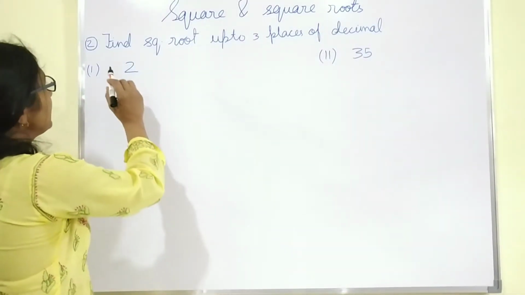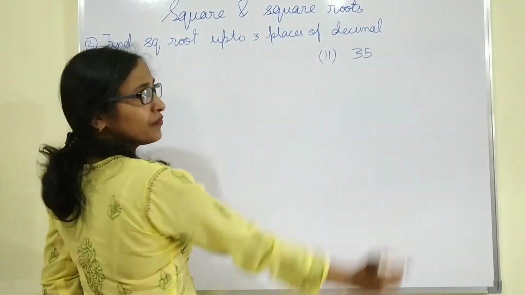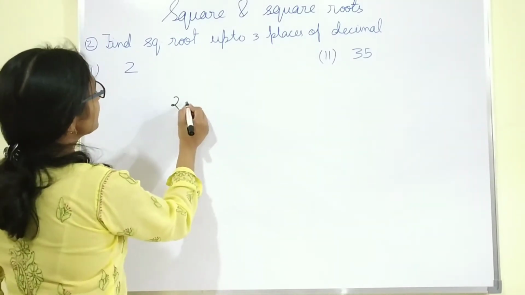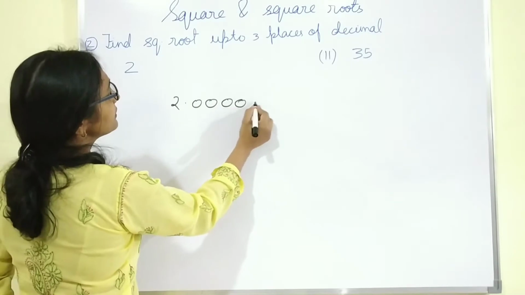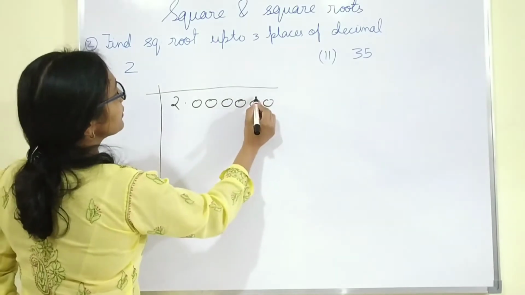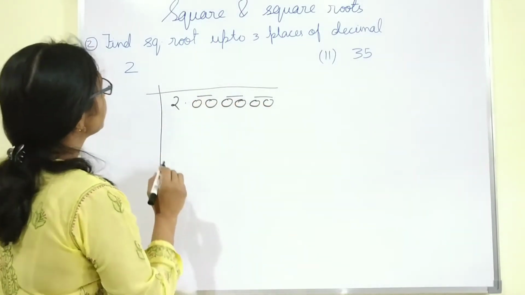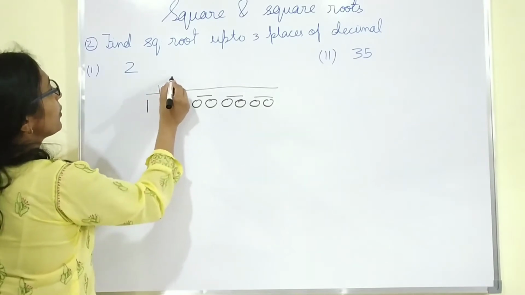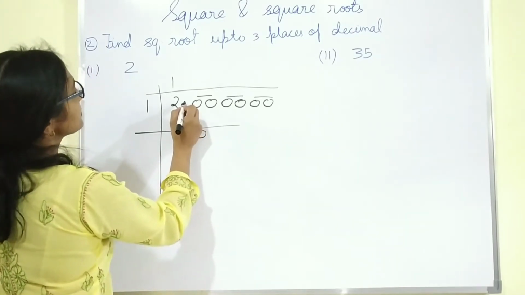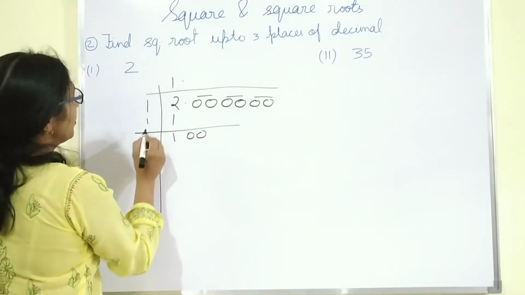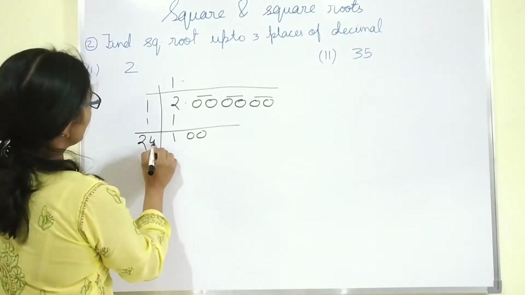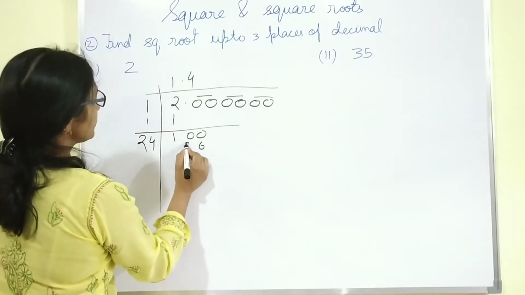Now, the next example is to find the square root of 2 up to 3 places of decimal. We will solve it with the long division method. Now make pairs. 1 1 is 1, 0 0. The point is after 2, so we will put the point. 1, 2. Now 4 4s are 16, 4 2s are 8, 9.